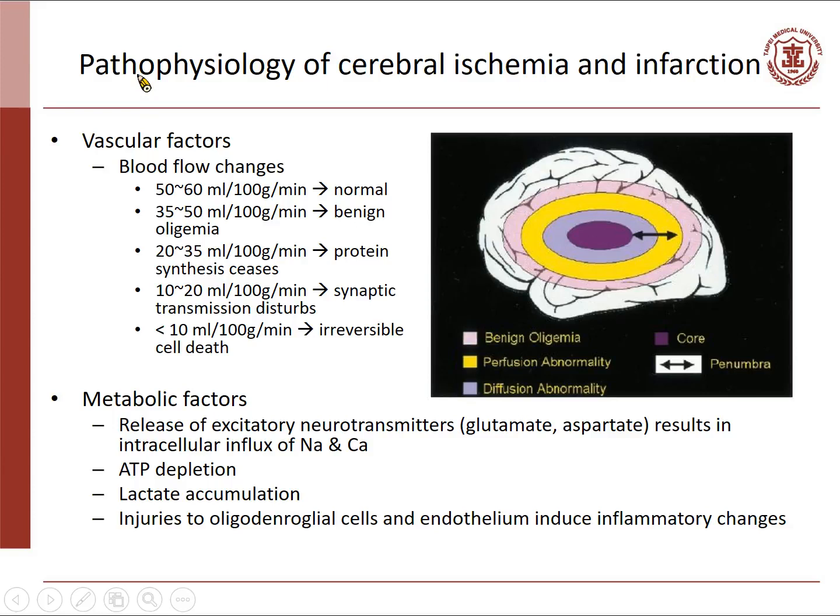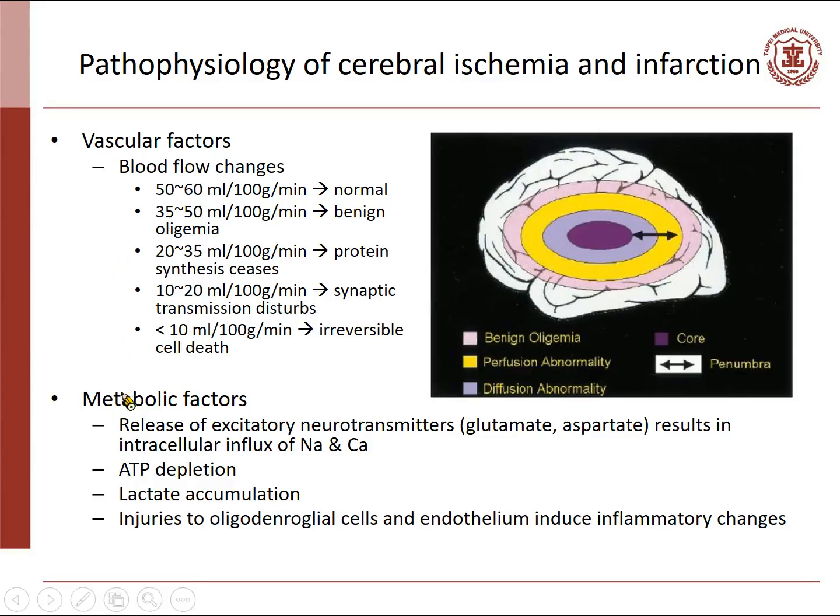And in cerebral ischemia, two factors may contribute to the pathophysiology. One is the vascular factor, and the other is the metabolic factor. For the vascular factor, if the blood flow falls below 10 milliliters per 100 grams per minute, it causes irreversible cell death. If you keep it in the 10 to 30 range, maybe you can do something to rescue this area, if you can lyse the blood clot to restore the blood flow.